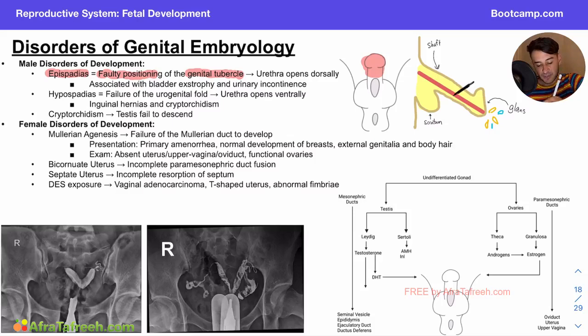And what's going to happen is we're going to have this abnormal connection where our urethra is going to come out, and it's going to come out posteriorly, and it's going to come out on the dorsal side of the penis. So to refresh your anatomy, dorsal side is going to be here and ventral side is going to be here. And so in epispadias, we're going to get our urethra coming out, and people are going to be peeing outside of the top of their penis.